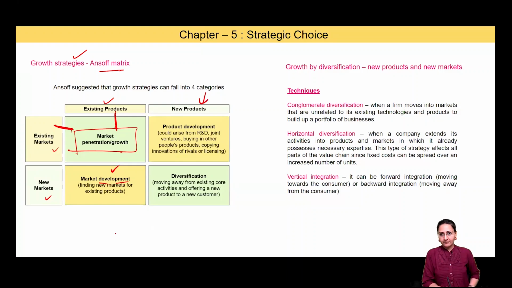If you want to launch a new product in the existing market, this is a case of product development. The market is the same, people know you, but now what you need to focus on is developing your product.